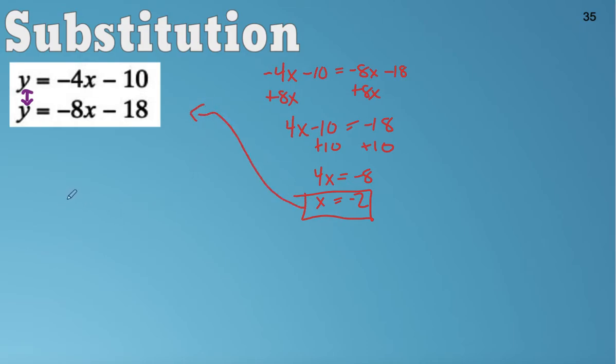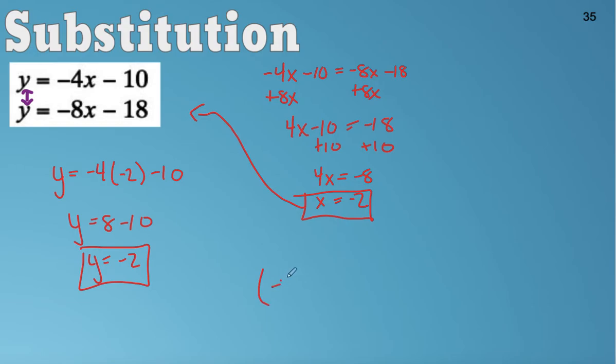So now that I know x, I can plug it back into one of my two equations and solve for y. So I'm going to plug it into the top equation. Again, it doesn't matter which one you choose, I just tend to pick whichever one looks easier to me. So I know that x now is -2, so I'm going to plug that in. And solve. So my final answer is -2, -2. Remember, the x term goes first and the y term goes second.